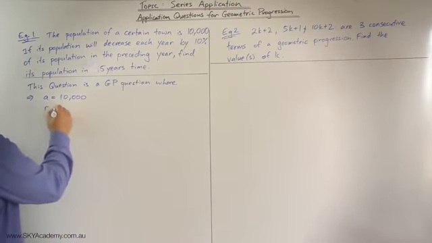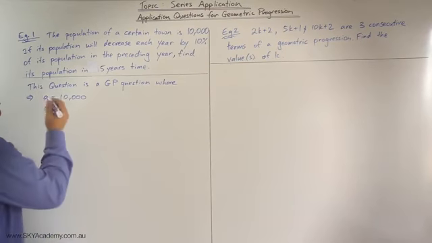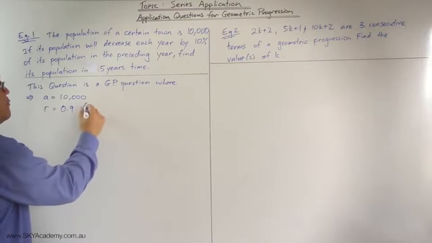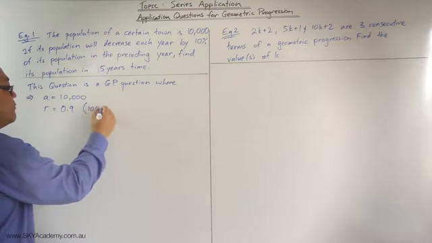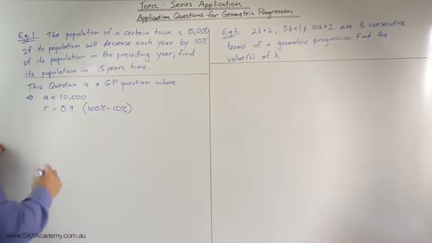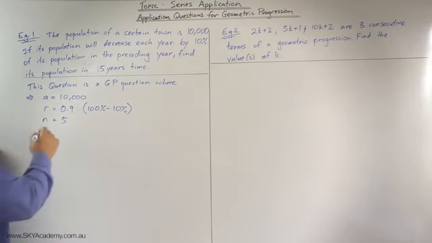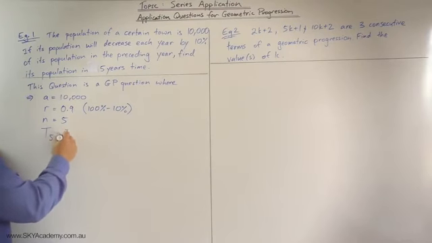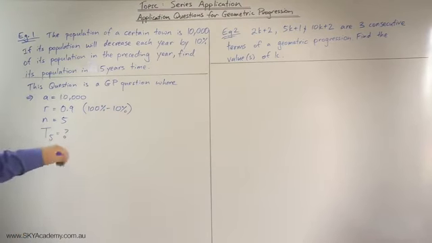Your common ratio is going to be 90%, 0.9, which comes from 100% minus 10%. And the number of years is going to be 5 because we want after 5 years' time. What we've got to try and find is the population in the fifth year, which is Tn, or T5. That's what we've got to find.